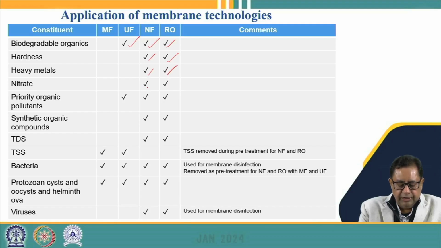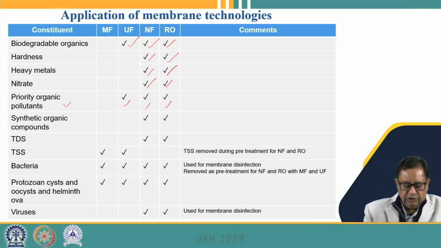For removal of nitrate also, we have to go for nanofiltration and RO process. We cannot use microfiltration or ultrafiltration in such cases. If we are talking of the priority organic pollutants, we can also go for ultrafiltration in addition to the nanofiltration and RO processes. If we have synthetic organic compounds, in that case we have to apply the nanofiltration and RO process. For removal of TDS also we have to use the nanofiltration and RO process.